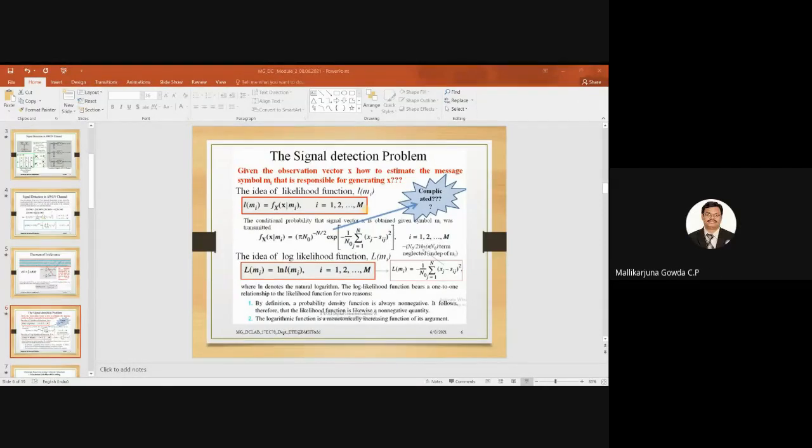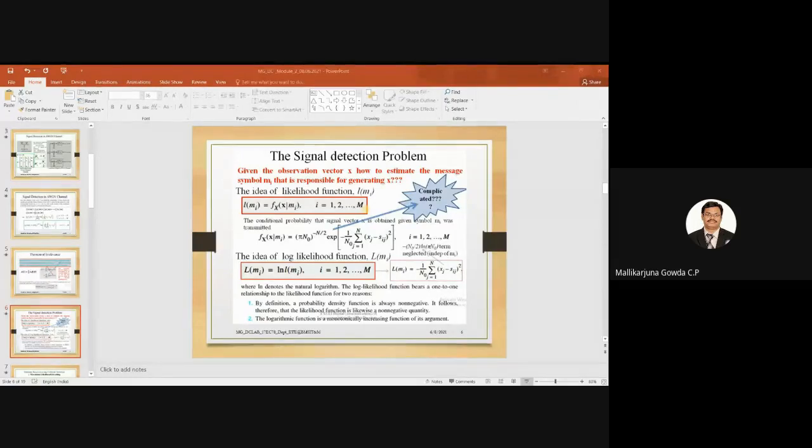Okay. So the log likelihood function bears a one-to-one relationship to the likelihood function. This is the log likelihood function, no? And I am saying this log likelihood function bears a one-to-one relationship to the likelihood function. There are two reasons.